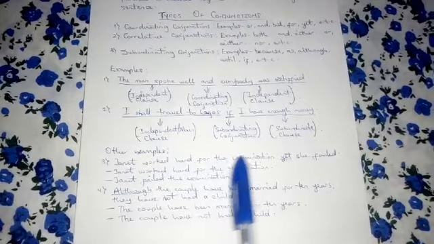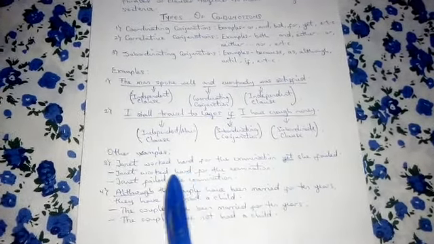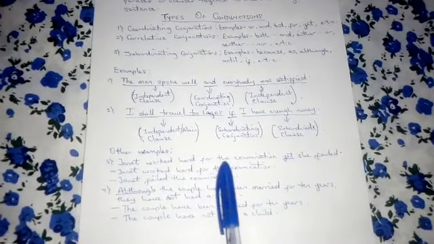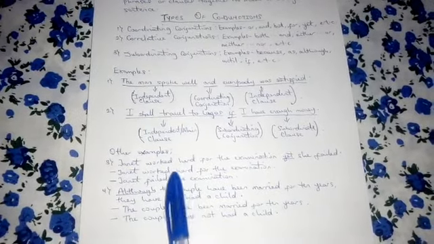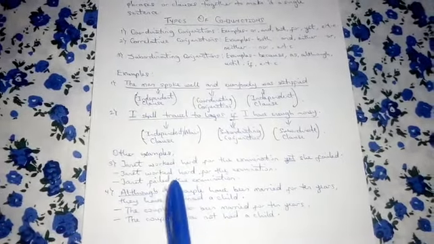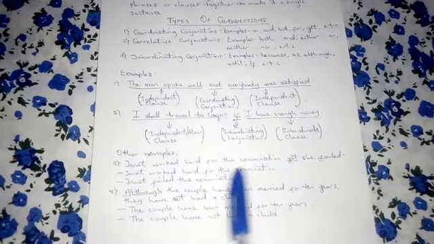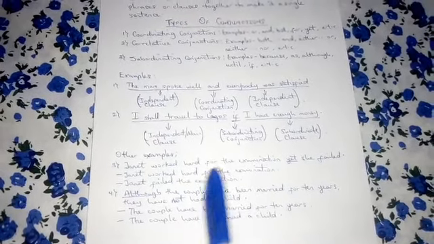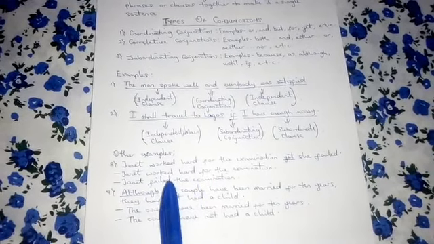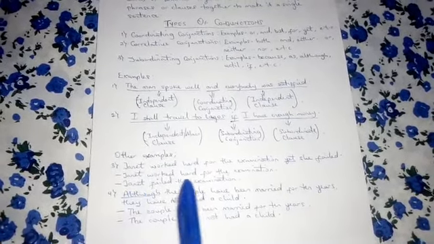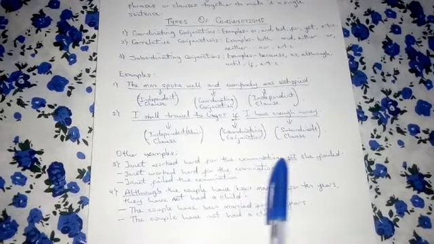Now, if you look at this sentence very well, you'd see that there has been some omission. Janet worked hard for the examination, yet she failed. If you want to write it the way it has been split here, you'd have Janet worked hard for the examination, yet Janet failed the examination. But to avoid repetition, some words have been omitted, which are Janet and the examination. Instead of Janet, we have the pronoun she.